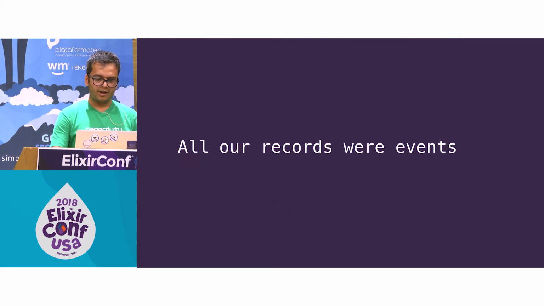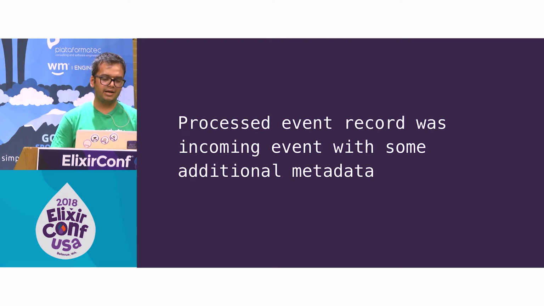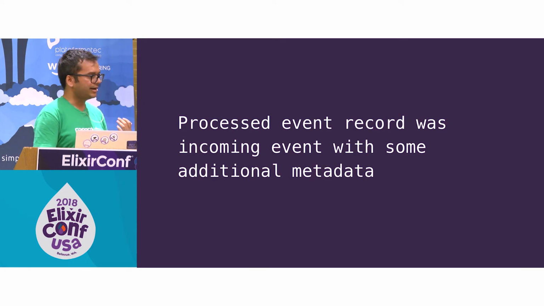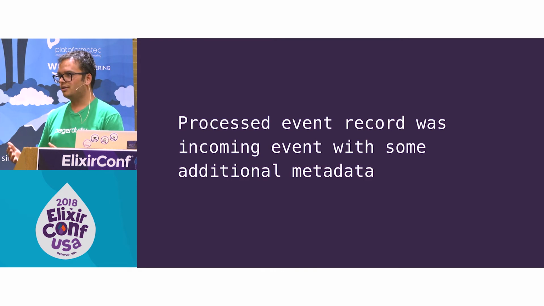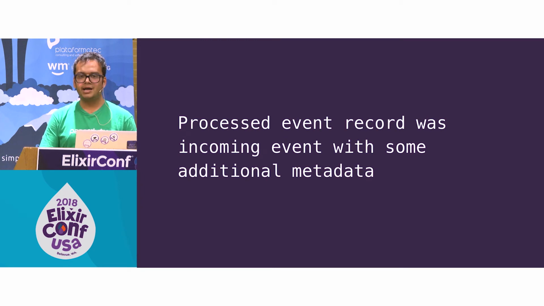So processed event record was an incoming event with some additional metadata. So what does this mean? This means that when we were talking about the time when we processed customers' data, or the time where we said that this customer's data took so much longer because of something else, these were all stateful changes to the original state that had come in from the customer itself. So the data was simply the same thing with some additional metadata. And those additional metadata were simply mapped as event changes.